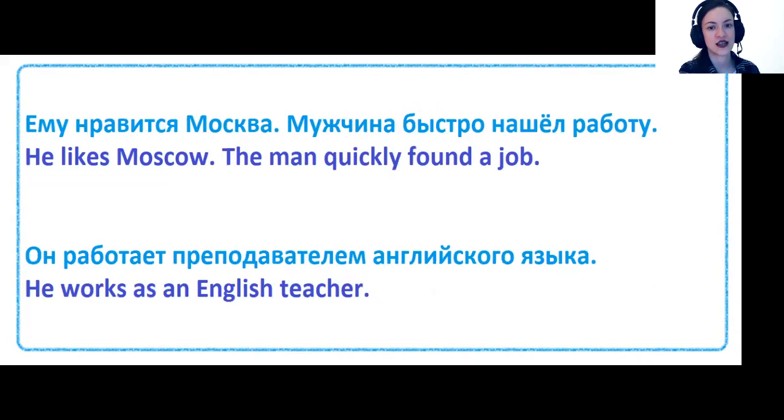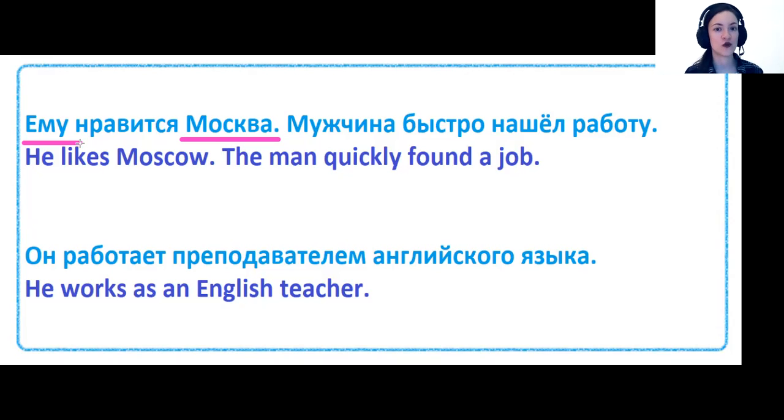Ему нравится Москва. Here is a very interesting but difficult Russian construction. So the logical subject is he, definitely. But the grammatical subject here is Москва. The literal translation would be Moscow is liked by him. Yeah, but we don't say this in English, so translate: he likes Moscow. So the subject here is Москва, so it is in nominative case. Москва is nominative because it is the subject, and ему is dative case.